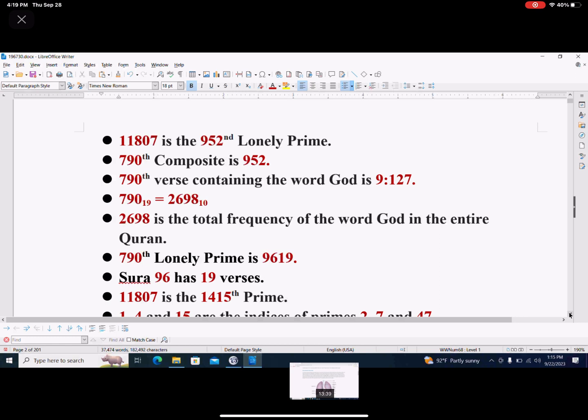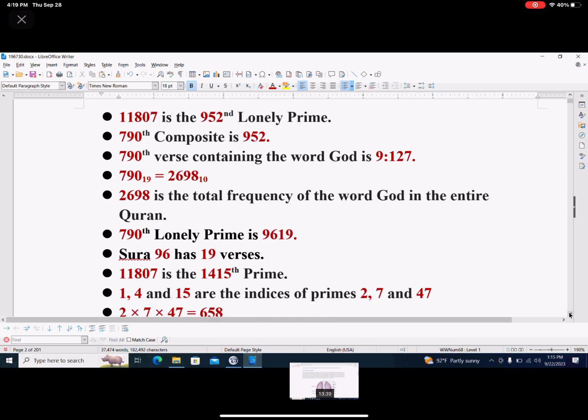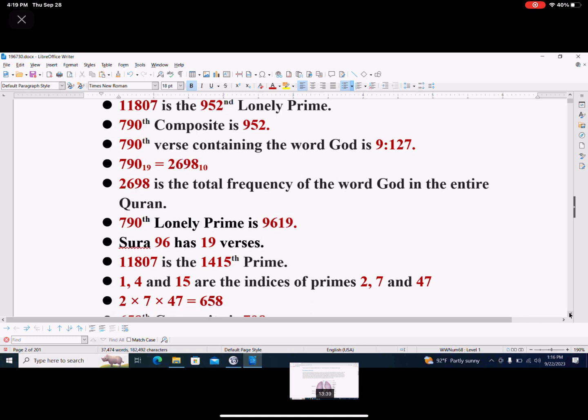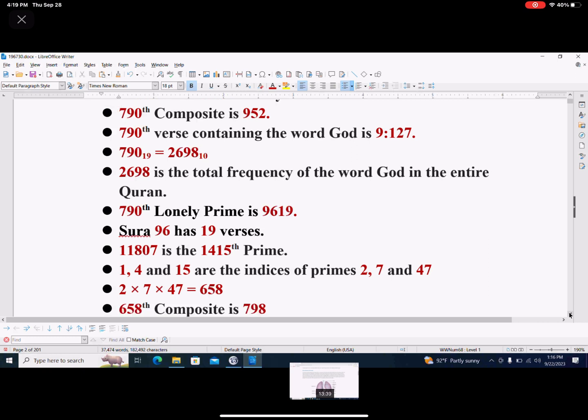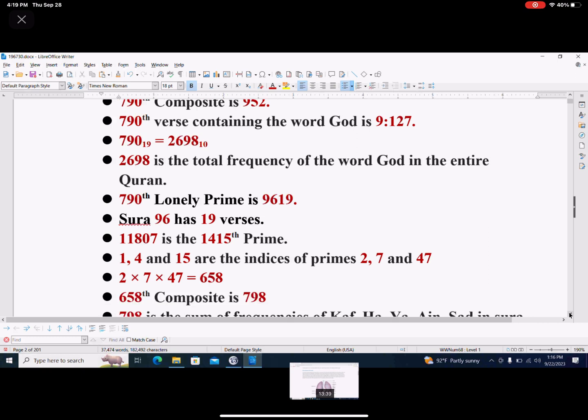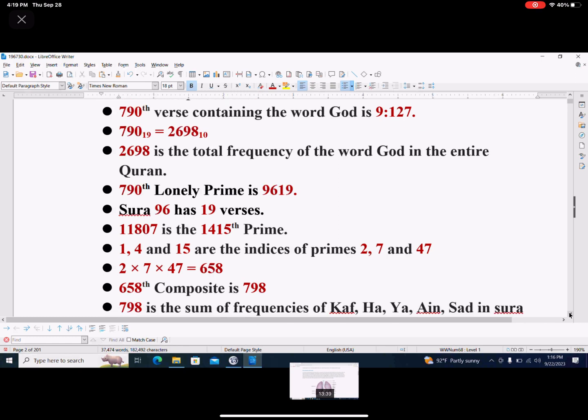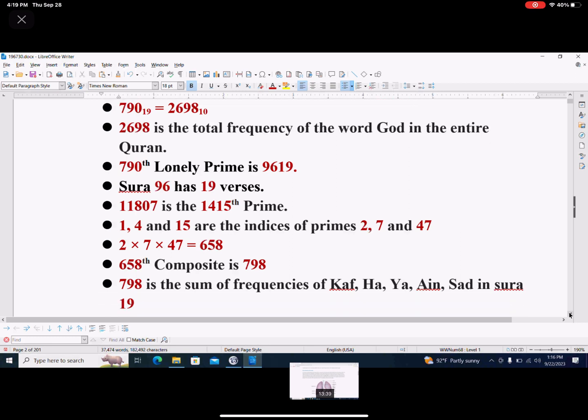11807 happens to be the 14th, 15th prime. 1, 4, and 15 are the indices of primes 2, 7, and 47. 2 times 7 times 47 is 658. 658 composite is 798. 798 is the sum of frequencies of Kaf, Haya, Ain, Sad in Surah 19. Okay? These are old stuff. I put it here because these were the consequences of the new math that we found out today, those 3 lines, consequence of the exponent of the 19th Gaussian Mersenne prime.